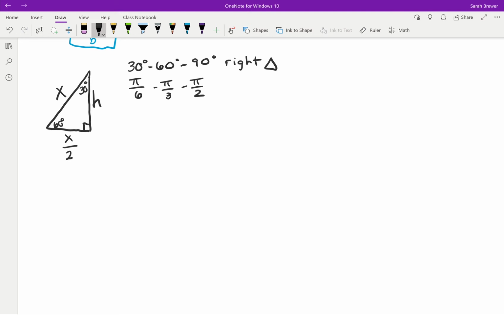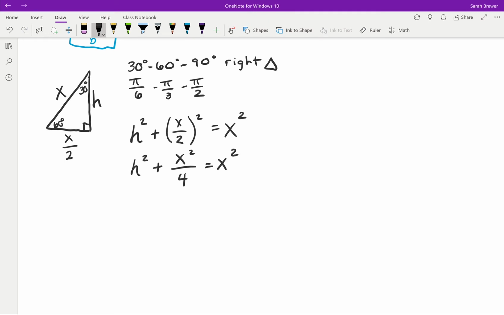Okay, so let's set up our Pythagorean theorem. So my two legs have length h and x over 2. So I'm going to say h squared plus (x over 2) squared equals x squared. I'm putting parentheses around the x over 2 so that I can make sure I'm squaring the entire thing. And so if I square that, I get x squared over 4.